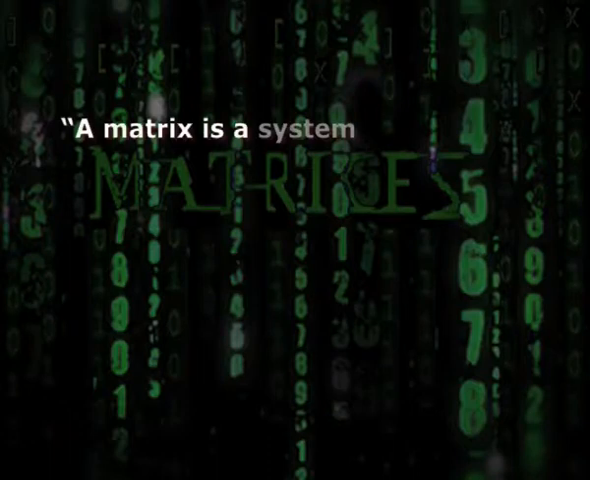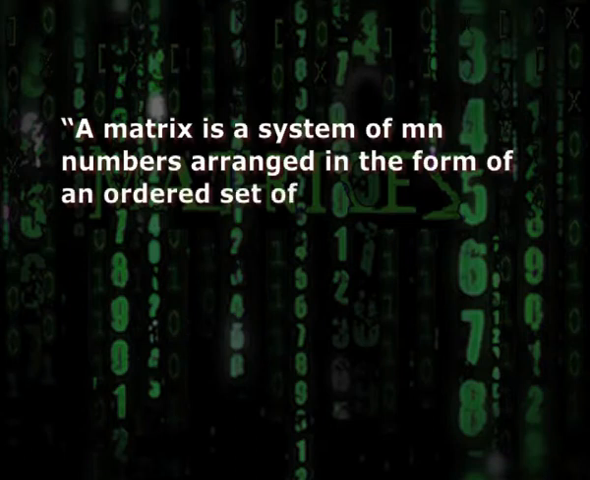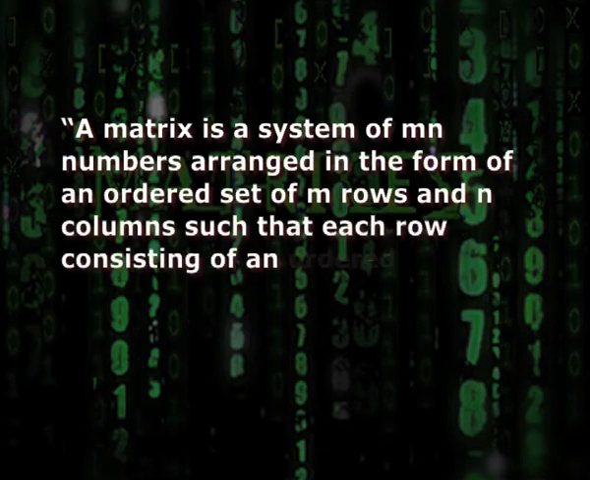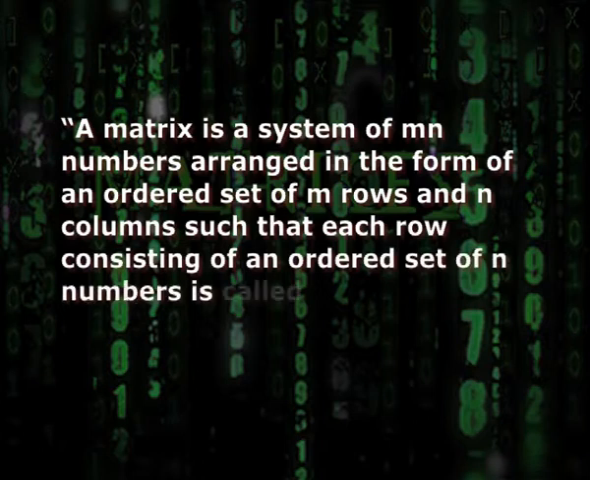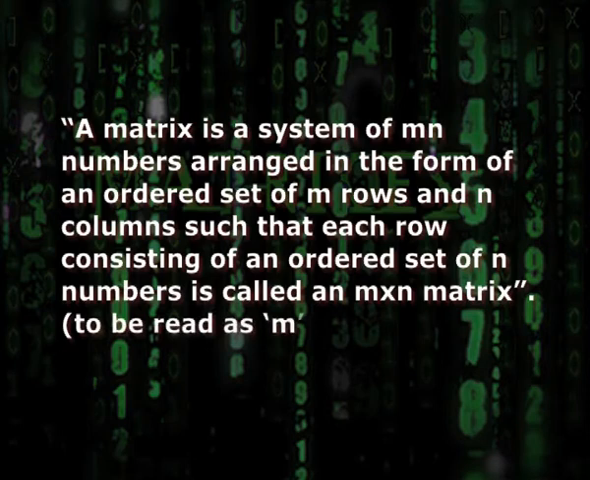So what is a matrix? A matrix is a system of mn numbers arranged in the form of an ordered set of m rows and n columns, such that each row consisting of an ordered set of n numbers is called an m by n matrix, to be read as m by n matrix.